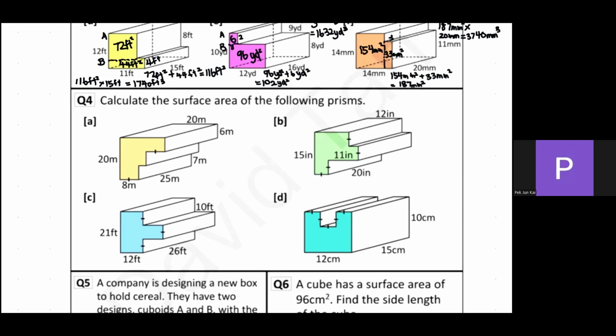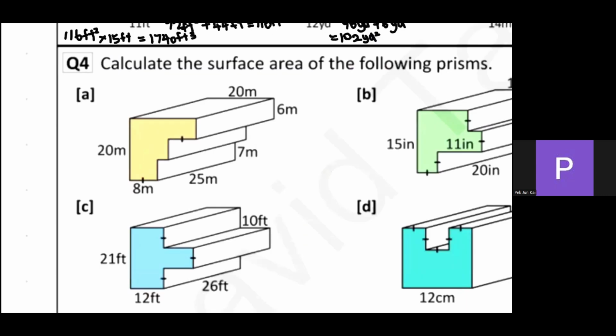So we can find the perimeter of the cross-section first. So 20 meters plus 8 meters plus 7 meters plus 4 meters here, because 20 meters minus 8 meters and minus 8 meters would be 4 meters. And plus 7 meters here, plus 8 meters here, plus 6 meters here, and 20 meters here.